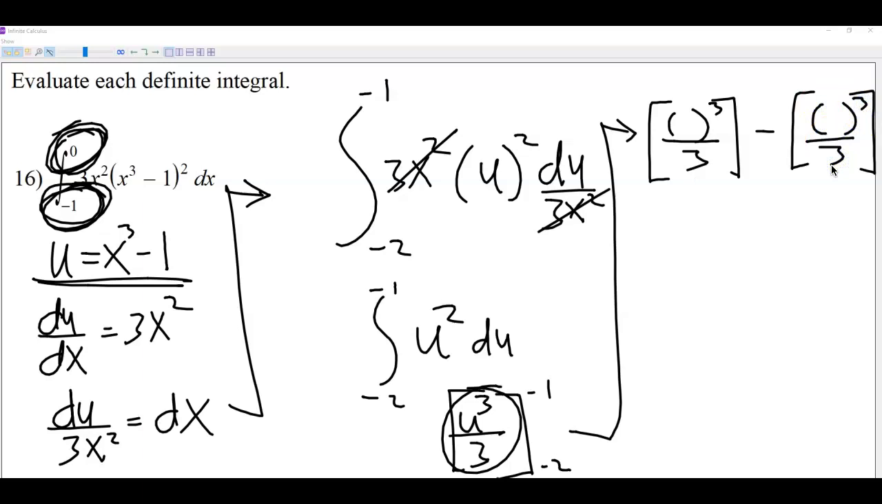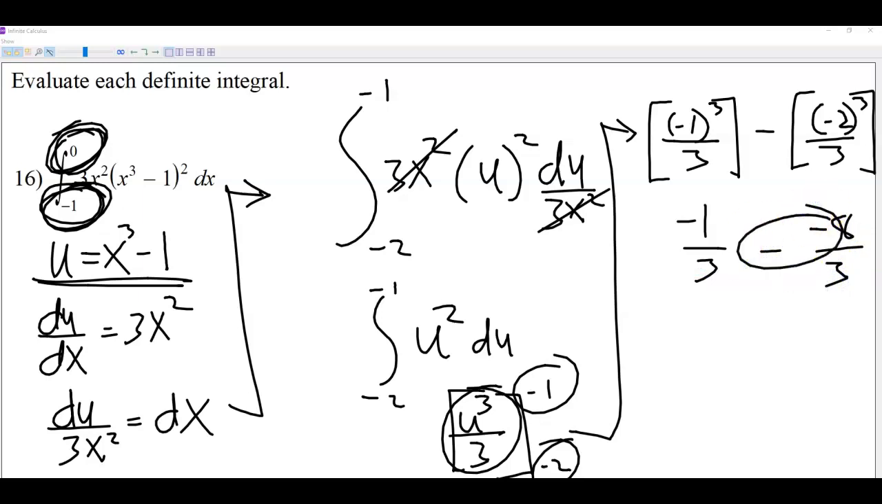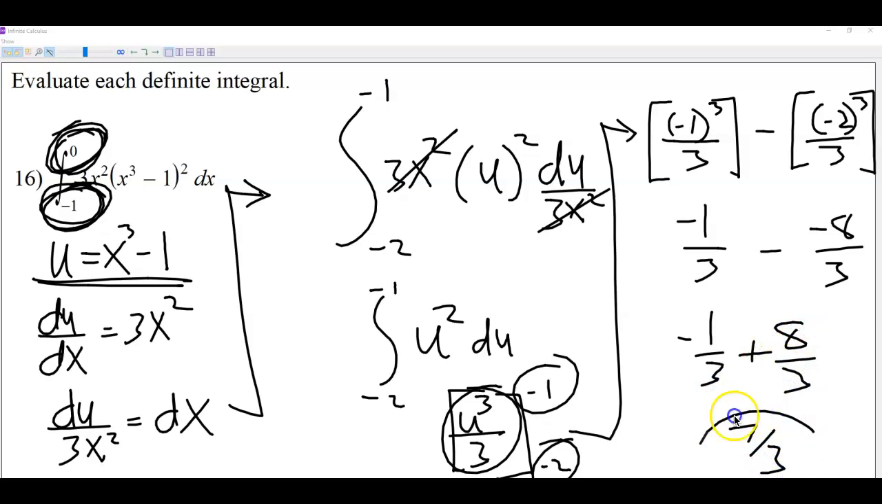And in the first set of parentheses, I'm going to plug in my top number, which is -1. In the second set, we're going to plug in the bottom number, which is -2. And then we just get to simplify it. Double negatives there become a positive. And then combining these together, we get 7/3. Final answer.